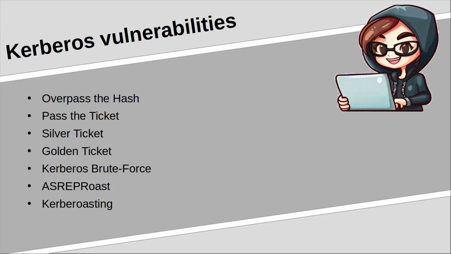Overpass the hash. This is an alternative to the classic pass the hash vulnerability. And through it, an attacker can request a ticket granting ticket with the user's hash and use this to access network resources. This is sometimes known as pass the key. Pass the ticket is where attackers attempt to harvest tickets which they can then inject to impersonate a user. The silver ticket vulnerability uses the captured NTLM hash to create a ticket granting service ticket.